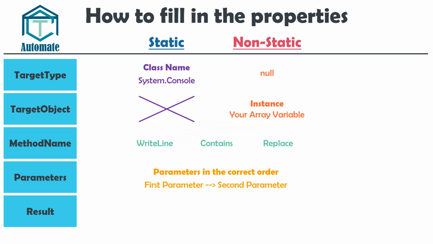And the last step is to set the result. As mentioned before, a method could have an output. In case a method has an output, you have to create a variable to store the output. The variable type should be the same as what we have in the method structure. For example, the method Contains has an output of type Boolean. In this case you have to create a Boolean variable to store the output of this method. These are the steps you have to do once you want to invoke a method.